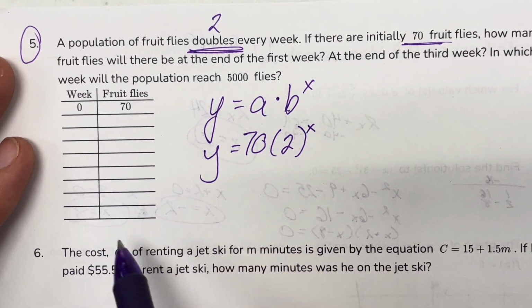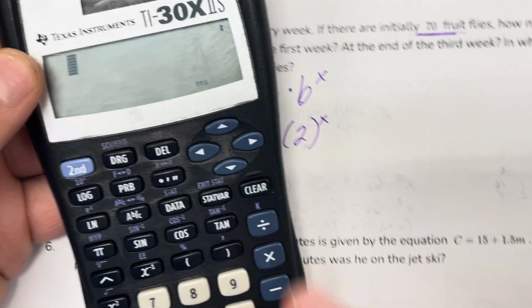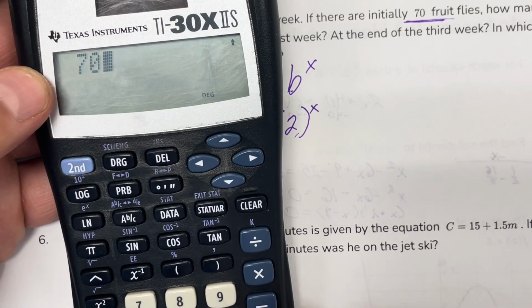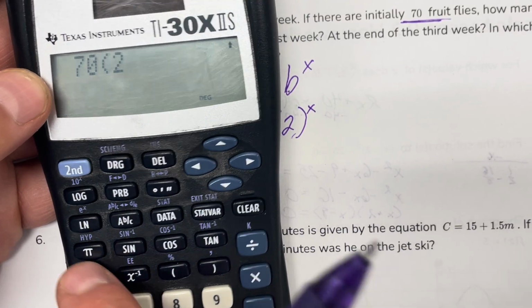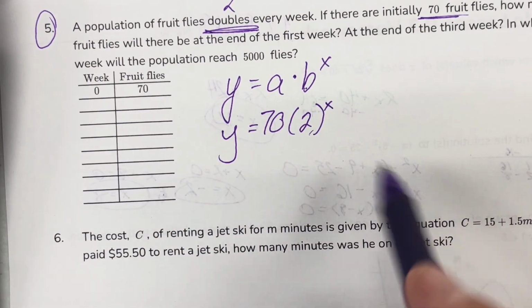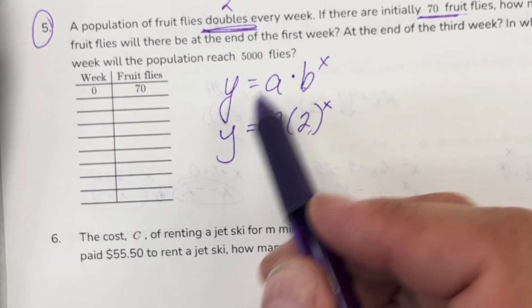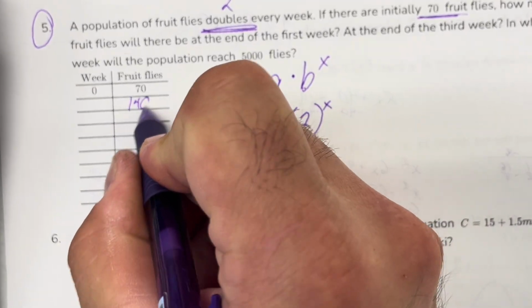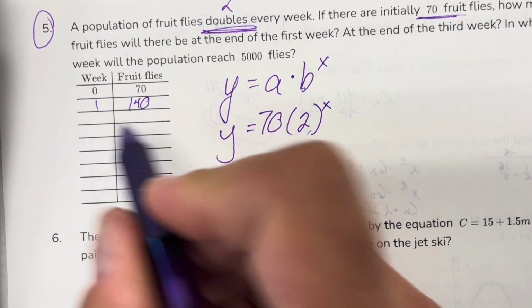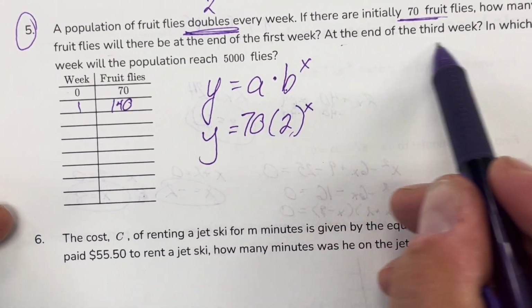I could keep doubling this, or I could take this equation and say, okay, we've got 70 times 2, but raise that 2 to the power of 7 days. Yeah, let's see, 7. No, end of the first week. Oh, this is per week. It doubles every week. Oh, so that'd just be 140. That's just doubling that 70. That's easy. At the end of the third week.